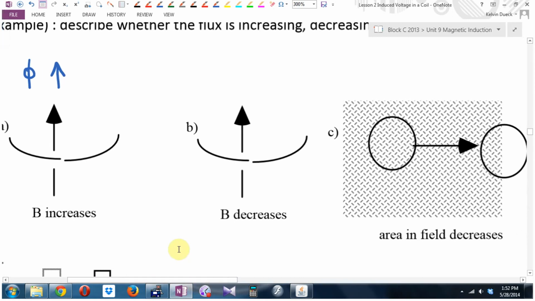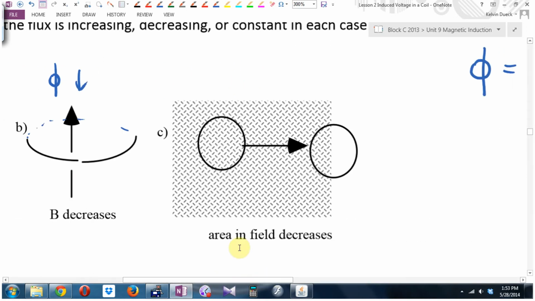What if the magnetic field decreases? By the way, we did kind of a half loop. You got to kind of imagine the other loop behind, but you can figure out from the picture. What happens to the flux here? What about situation C? The amount of magnetic field lines passing through this loop, do they increase, decrease, or stay the same? So does the flux increase, decrease, or stay the same?